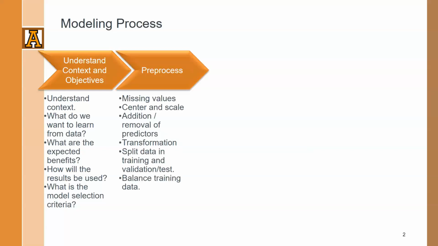Then we need to pre-process the data. We need to prepare the data. So we need to define what we're going to do with missing values. We need to make sure that if we're going to, for example, compare several models, and at least one of those models requires centering and scaling of the data, so that I have a fair comparison, I should center and scale the data for comparing all the models.